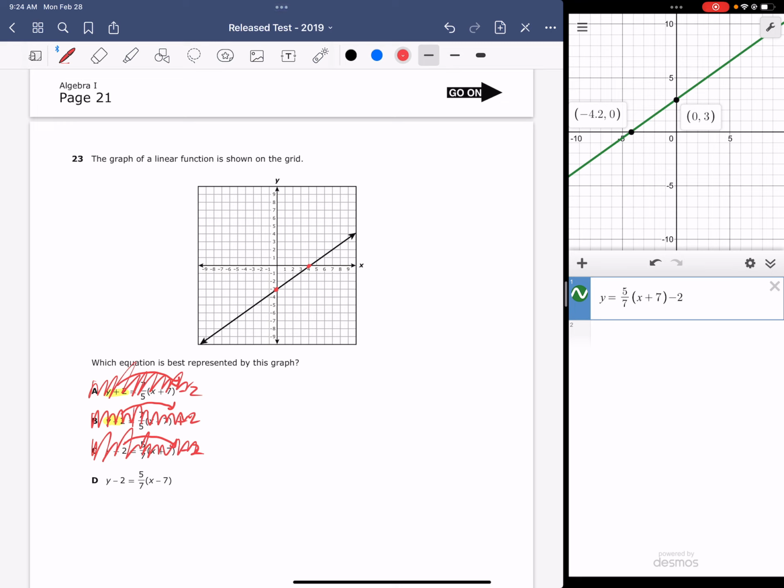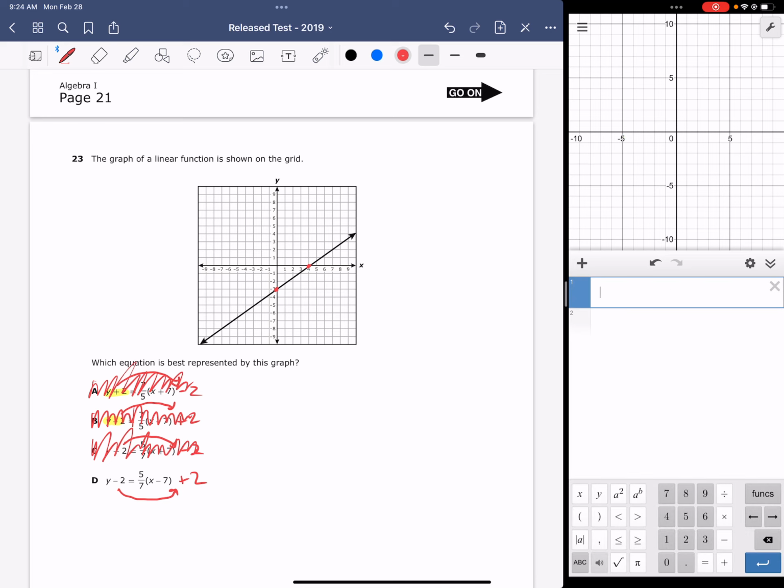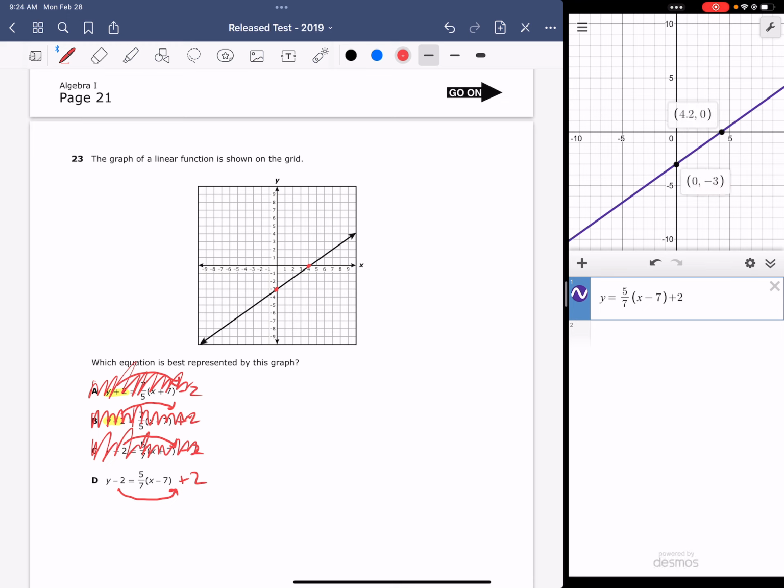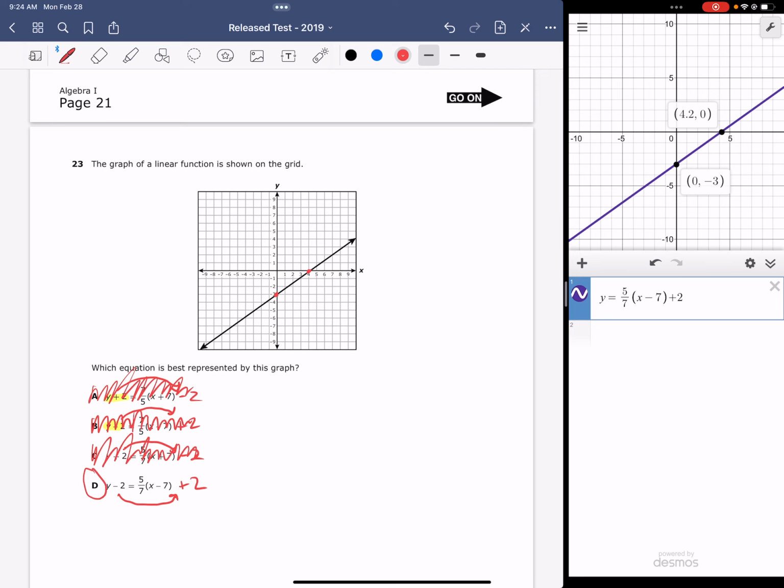The only remaining answer choice is letter D, so you might feel confident that that's the correct one, and we can confirm that by, again, solving for y by moving over the -2 so that it becomes +2, and then graphing that function to see that it matches the one in the problem. Y is equal to 5 divided by 7, open parentheses, x minus 7, close parentheses, plus 2. And we notice that we have the correct x and y intercept, the same ones that match what we were given in this problem. And so therefore, we feel very good that letter D is the correct answer.